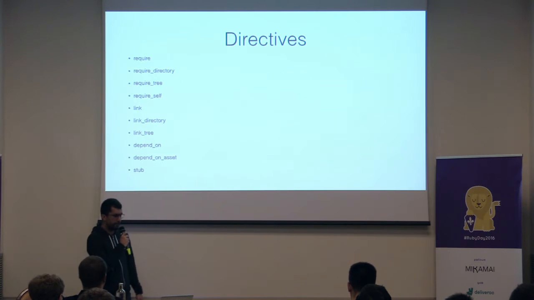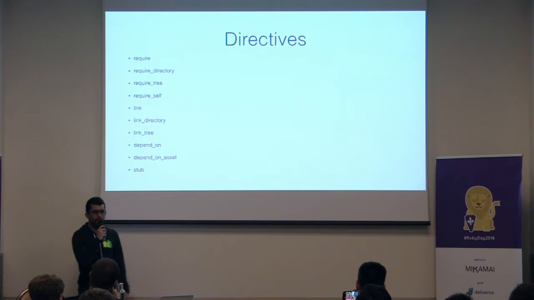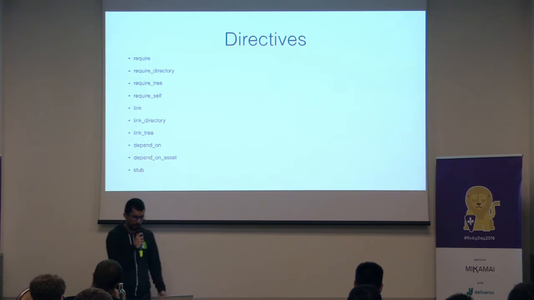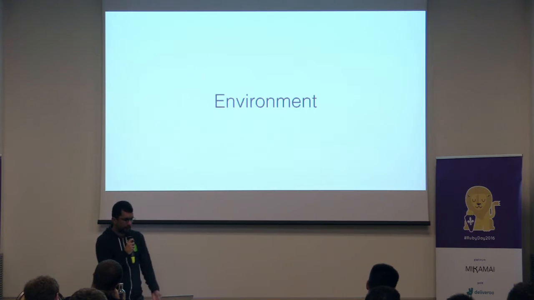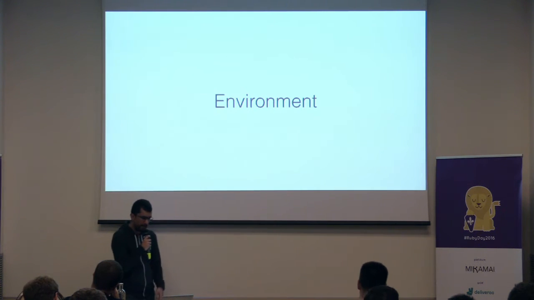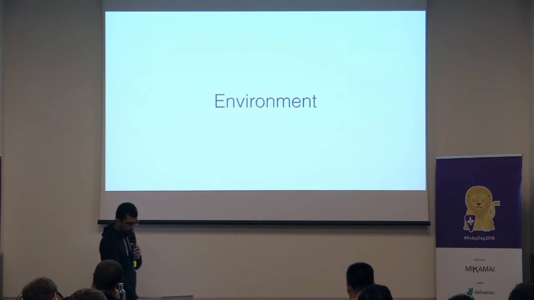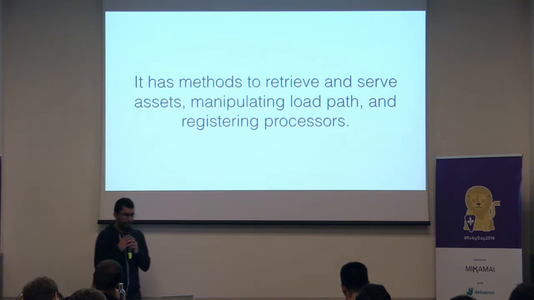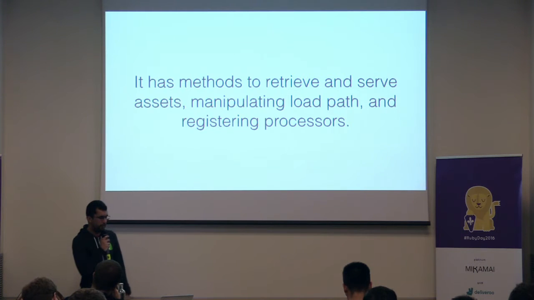Sprockets has a lot of directives. All of them are documented in the README. This is the list of all of the directives. Apart from directives, we also have the environment object. This object has methods to retrieve and serve assets, manipulate the load path, and register processors. It's basically the object that I was using in all my examples.